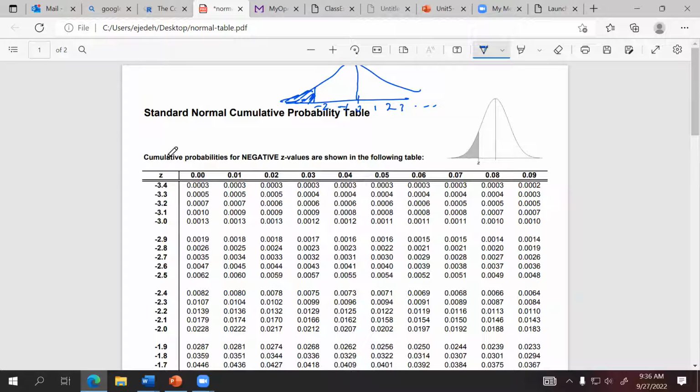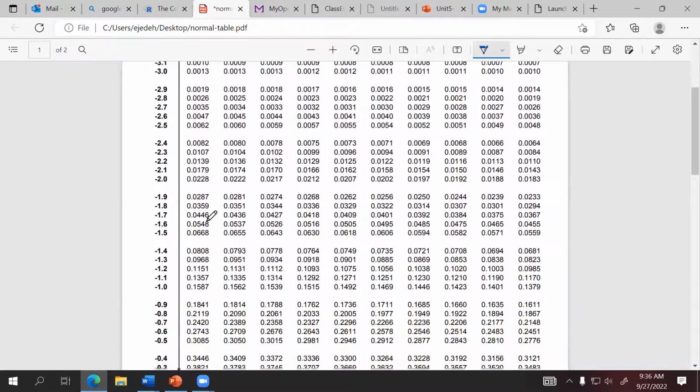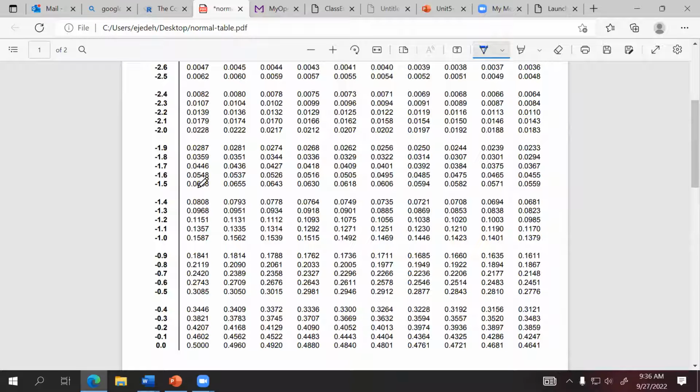Remember that whatever values you have in the middle of the table are all areas. So we're going to look for the area that represents 6%, which is 0.06. I'll go down the first column to locate a value close enough. This 0.06 somewhere here is bigger, because what we're looking for is exactly 0.060000.